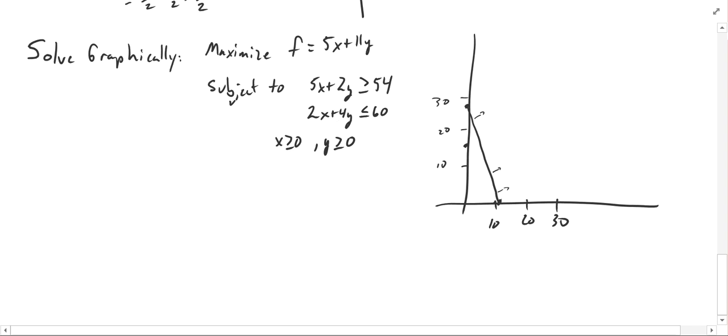Alright, second equation, if x is 0, y is going to equal 15. And if y is 0, 2x equals 60, so x would equal 30. So it's going to have a y-intercept of 0, 15, and an x-intercept of 30, 0. I want to connect those two with a line. And if I try 0, 0, that makes it true. So I want the lower part of that solution. So my solution region will be this triangle down here in the corner.